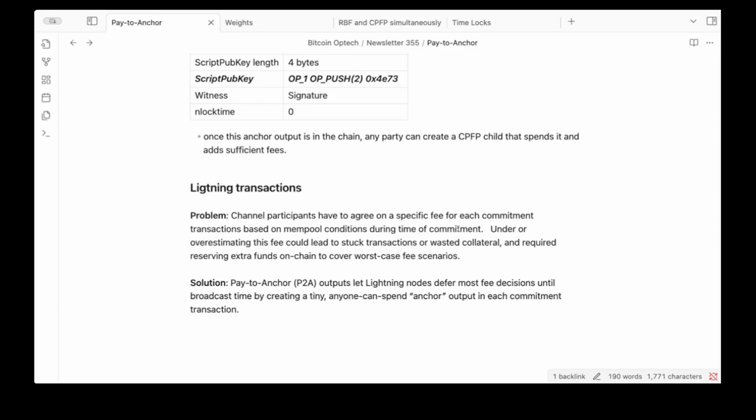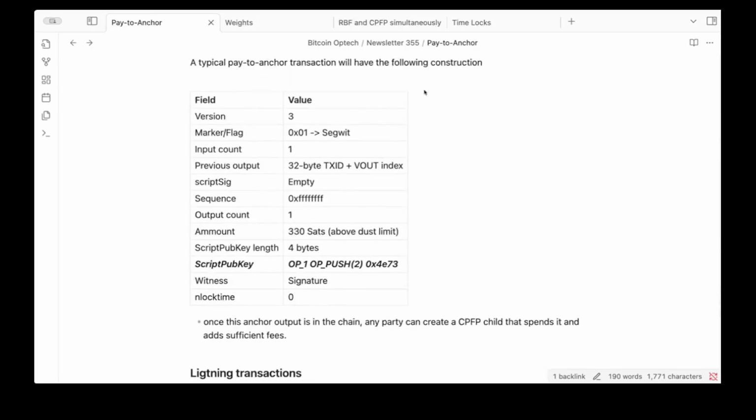So when creating the commitment transaction, you don't necessarily have to fix a specific fee rate, or provide a buffer anticipating fee rate spikes. Here you can use a pay to anchor transaction as a commitment transaction. So what you do is you put in version number 3, and you mark the segwit flag as 1. Then you can add your inputs.